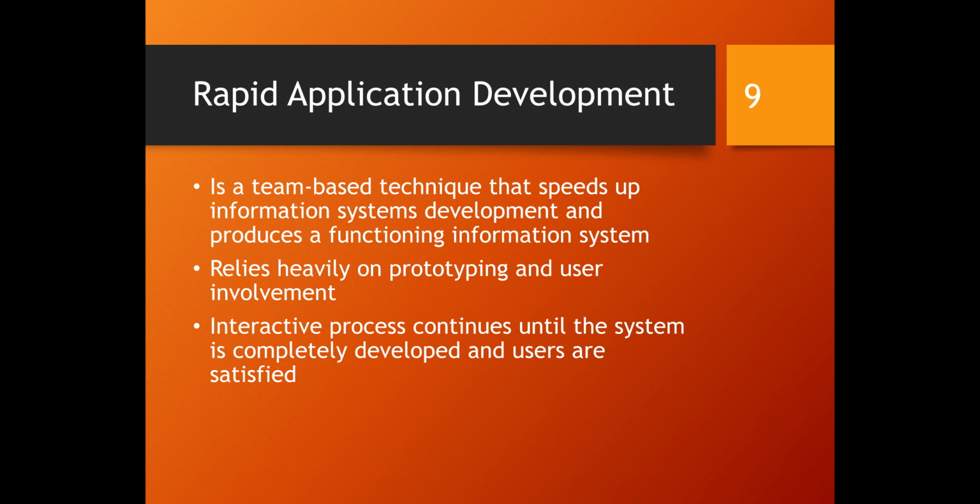The users have to give you requirements. You prepare the prototype and then get feedback from the users by testing it. Then you improve it more, adding more functionality to the prototype. So this is an iterative process. It continues until the system is completely developed and users are satisfied.